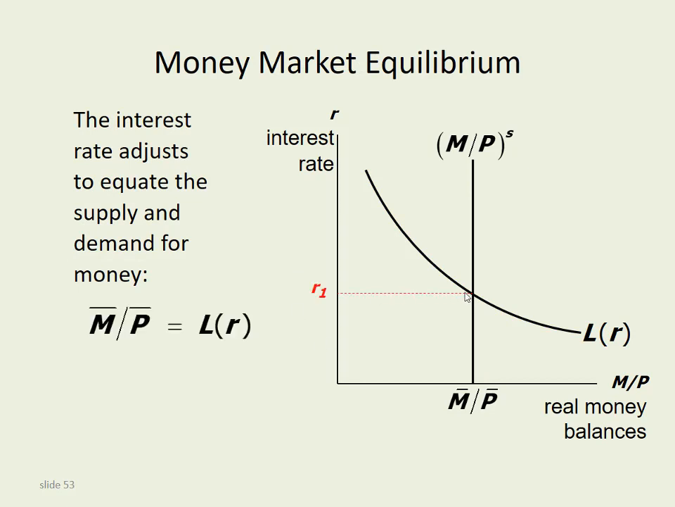So given this demand, this diagram says that's my demand for money at various different interest rates. This is what the government or the central bank is supplying, so that then is going to be the equilibrium rate.